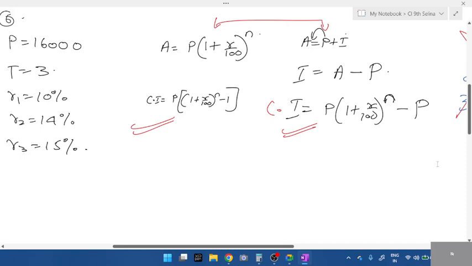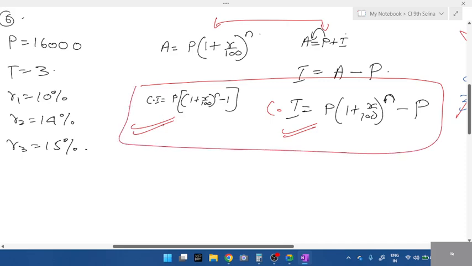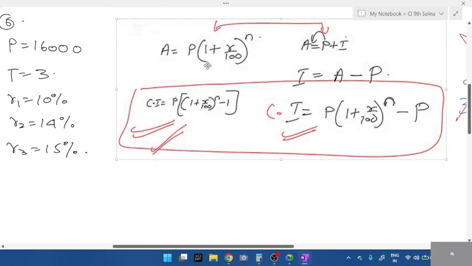Done? Okay, these are the four formulas, students. You should know how to use these two. You can directly take one, or you can even take P common and solve this. Okay, so as we practice, you'll get used to it.